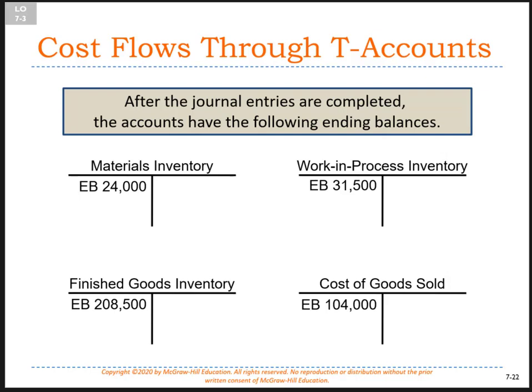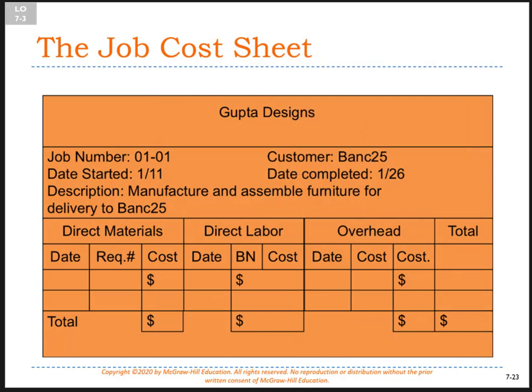Then when we're done, okay, this is what we should have in our T accounts to start February. Okay? Materials inventory left over, work in process, the job that we're still working on, finished goods, the one that cost us and we finished but we didn't sell yet, and we know what our cost of goods sold is for the month. This is kind of the idea of what we're going to track. Nobody's going to do it this way anymore.